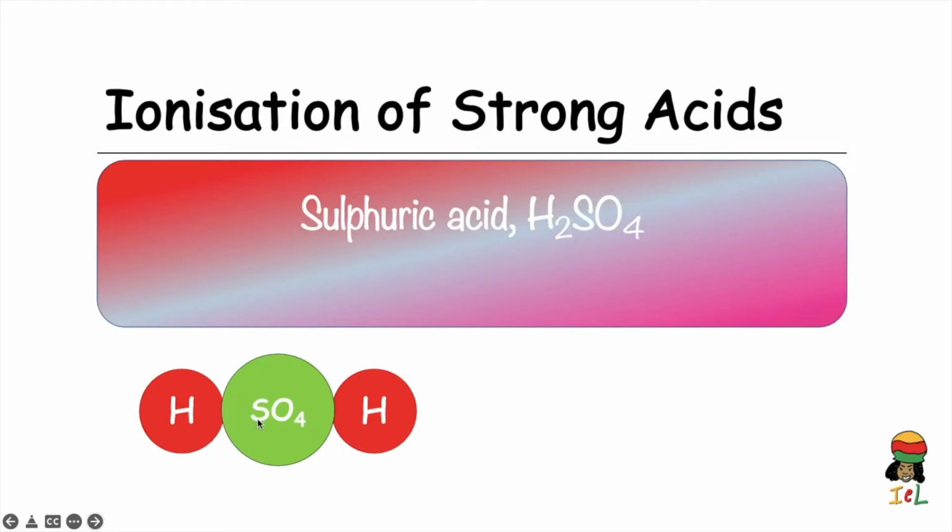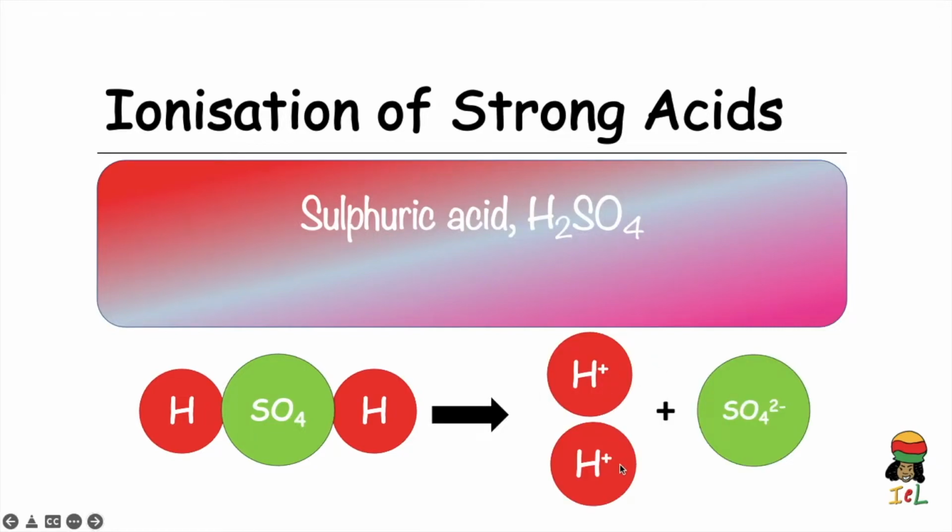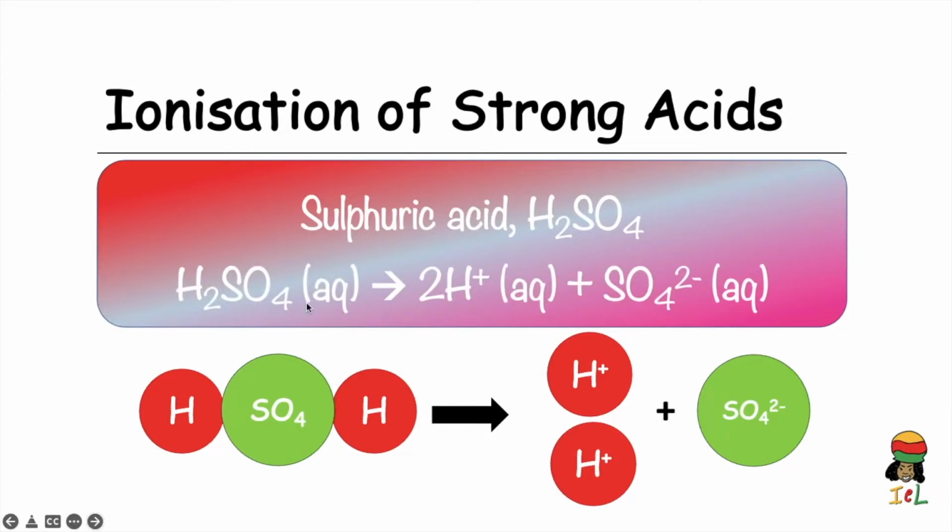A molecule of sulfuric acid contains a sulfate radical to which two hydrogen atoms are bonded. Therefore, a molecule of sulfuric acid will dissociate into two hydrogen ions and a sulfate ion, SO4 2-. As a result, the ionization of sulfuric acid is represented by the ionic equation H2SO4 aqueous dissociating into two hydrogen ions and a sulfate ion, and they're all dissolved in water, hence aqueous.